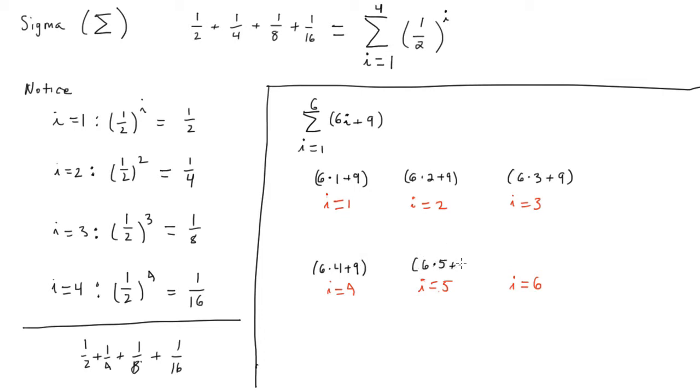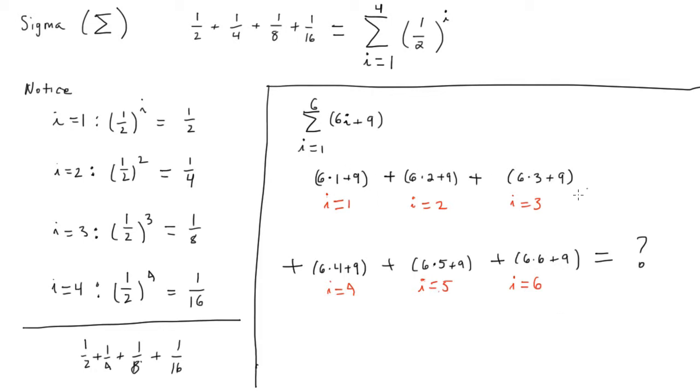Times 5 plus 9, and then lastly, 6 times 6 plus 9. And then the sigma part tells us to add all of these things together, and then we're going to get some number. So at this point, we really just have to do a whole bunch of arithmetic. And in class, I'll show you some shortcuts for how you can actually compute this without manually adding everything up.